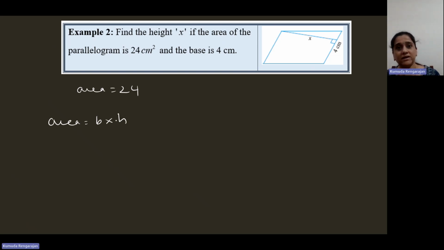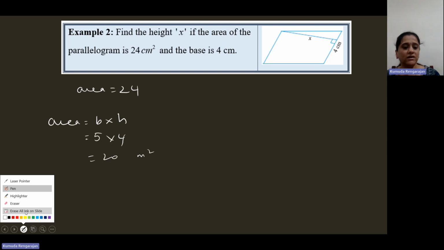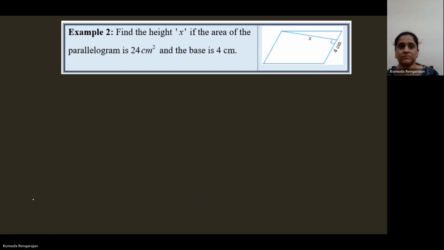When you have to find area, write the formula like this. Area is equal to base into height. Then substitute the values, 5 into 4, 20, whatever, meters square, like this. But if area is given, you write like this. Area is equal to 24 centimeters square.